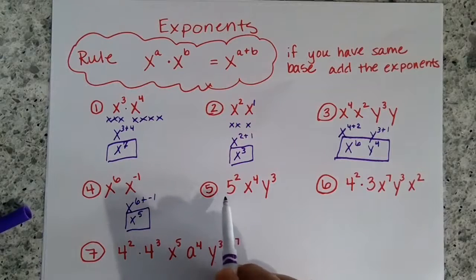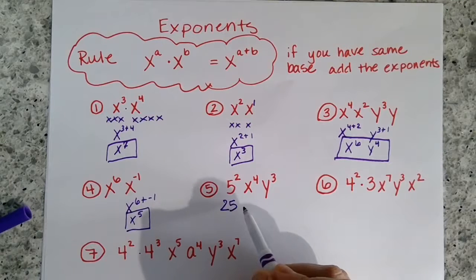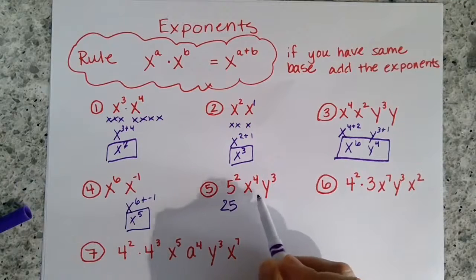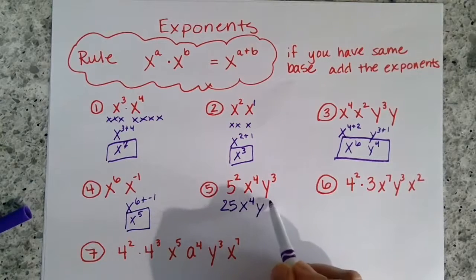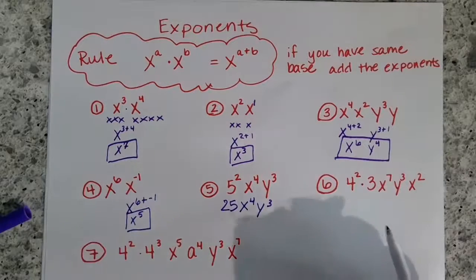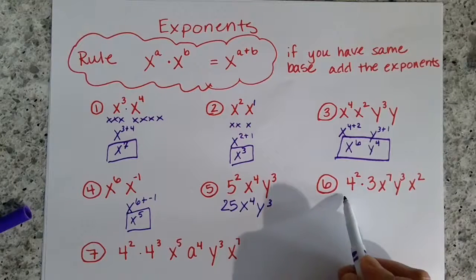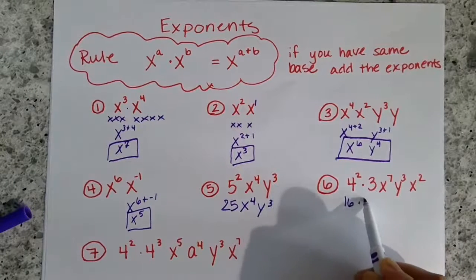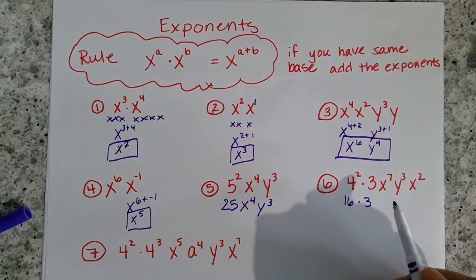Here, well, first let's simplify this. 5 squared is 25. X to the 4th and y to the 3rd, those are not the same bases. Because they are not the same bases, you cannot combine them. If they are not the same bases, they don't combine, they just stay. Okay, the next one, clean it up. So same thing, this is 4 squared is 4 times 4, so that's 16 times a 3. 16 times 3, 48, I think.